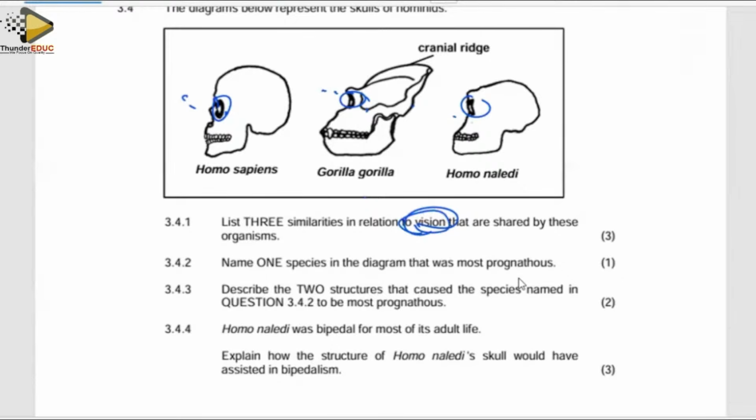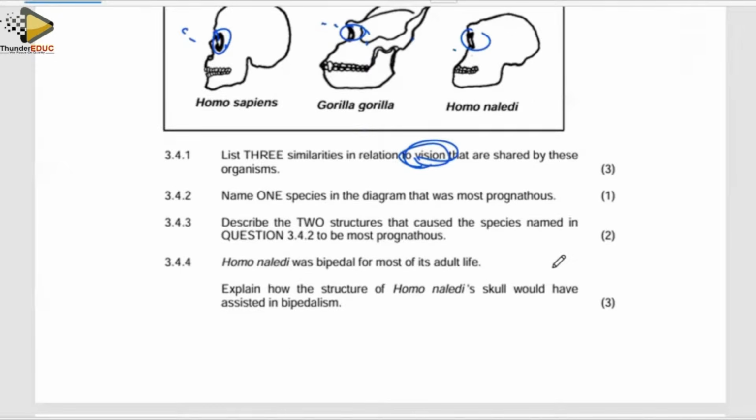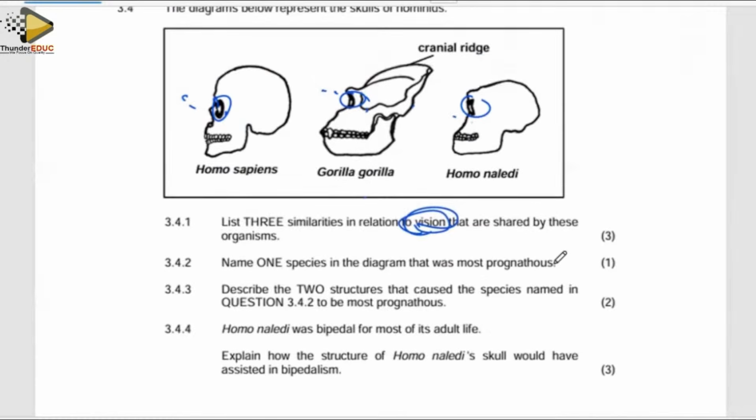So those are the three characteristics you can talk about related to vision. They say related to vision. So when they are giving you these questions, sometimes they are specific to a specific part, maybe the hand, maybe the teeth, so it will depend on what specific part they want to focus on. Name one species in the diagram that was most prognathous, the one which has the protruding jaws. It is the gorilla that has more protruding jaws.